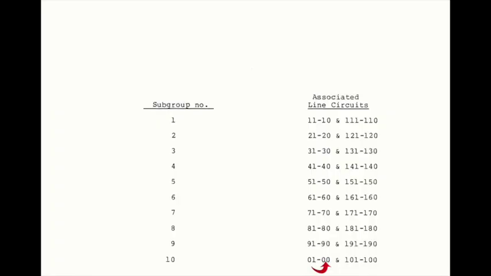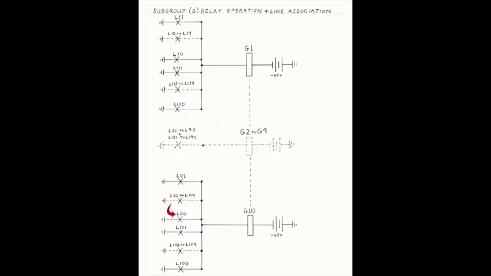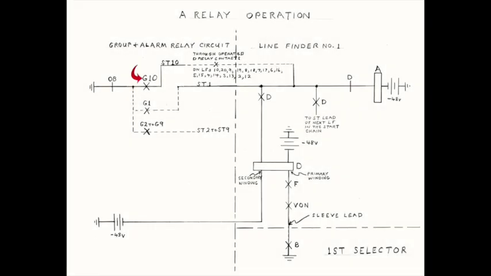Line circuit terminal number 00 is associated with subgroup number 10, which is relay G10 in the group and alarm relay circuit. Operated line relay 00 closes the operating path for relay G10, which now operates. The operated G10 relay grounds start lead number 10, which initiates the hunt for an idle line finder.